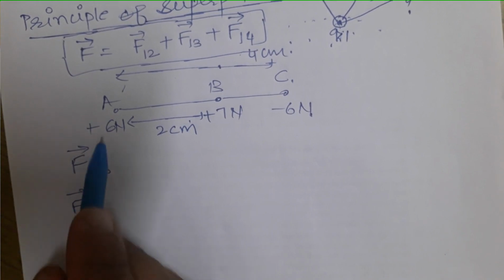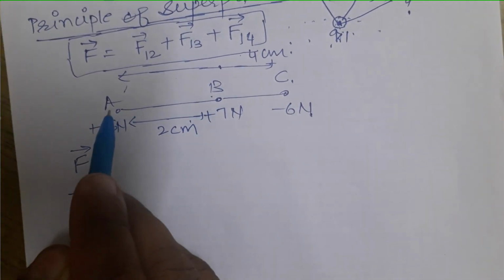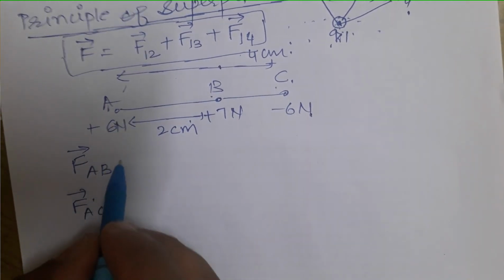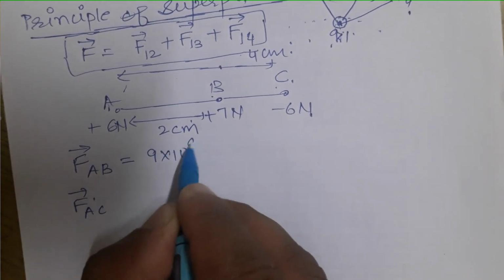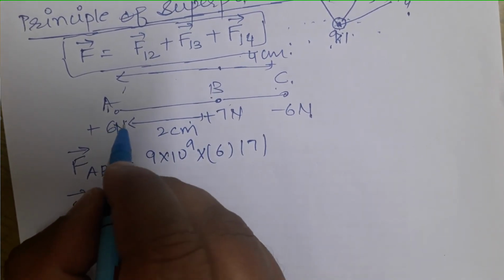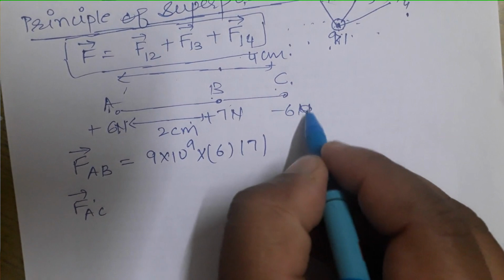I have this charge plus 6, 7, and there is another charge minus 6. A, B, C. The distance between these two charges, I suppose, is 2 centimeter, and the distance between these two charges, I suppose, is 4 centimeter. So this charge is at the middle of these two. I want to find the force on A due to B. I want to find the force on A due to C. Listen carefully. Force on A due to B. Force on A due to C.